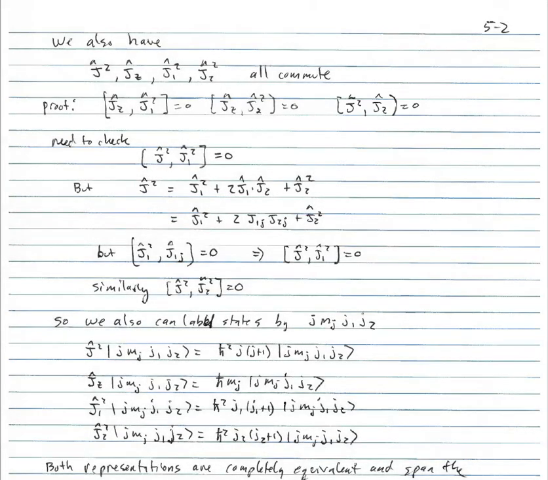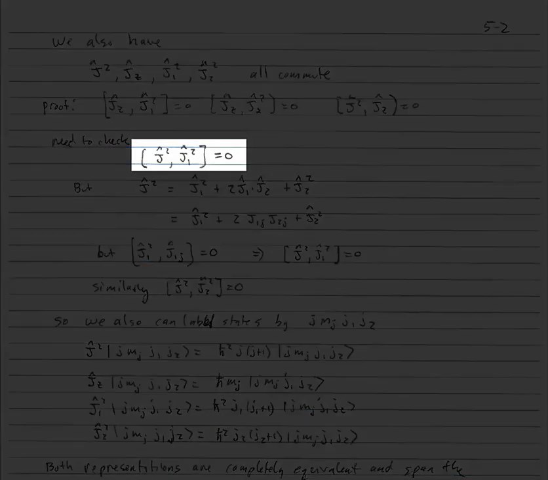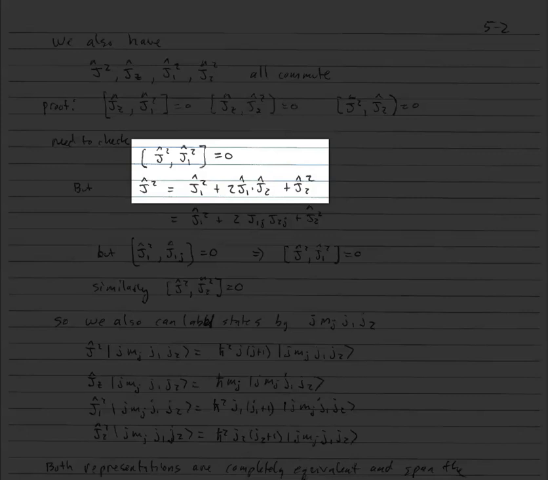Okay, now we have to then carefully look at the commutation relations between J squared and J1 squared and J squared and J2 squared. So the claim is the commutator of J squared with J1 squared is equal to 0. We get that by writing out what J squared is. So it's equal to J1 squared plus 2 J1 dot J2. So that's going to be J1x J2x plus J1y J2y plus J1z J2z, plus J2 squared. So we're going to now carefully go through and verify that the commutator of J squared with J1 squared is equal to 0.